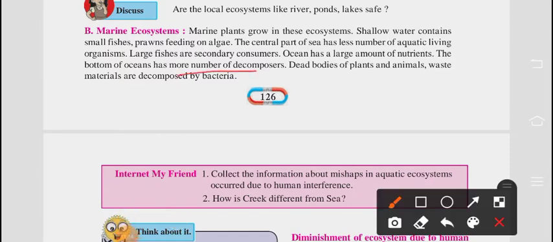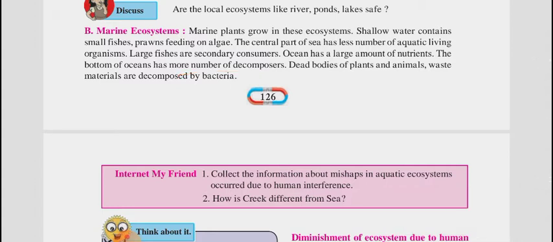Whatever dead bodies of plants, animals, and waste material are present will go to the bottom of the ocean, and the decomposers present at the bottom of the sea decompose the bodies of plants and animals and convert them into abiotic factors. So this continues to happen in our ecosystem, and we have all seen the types of ecosystem and the part of abiotic factors.